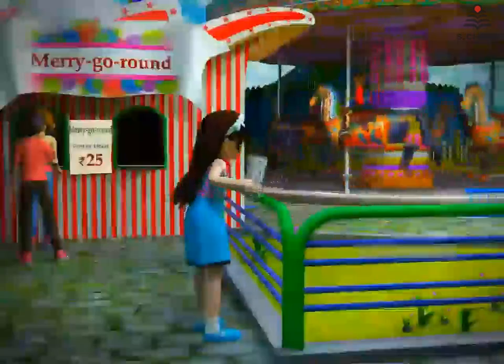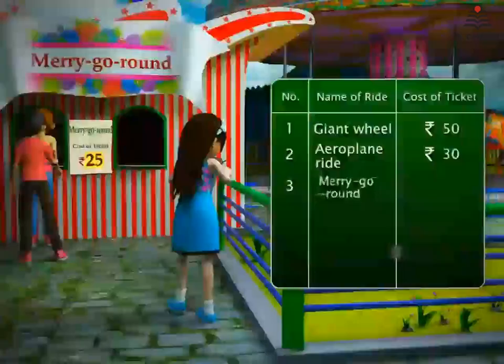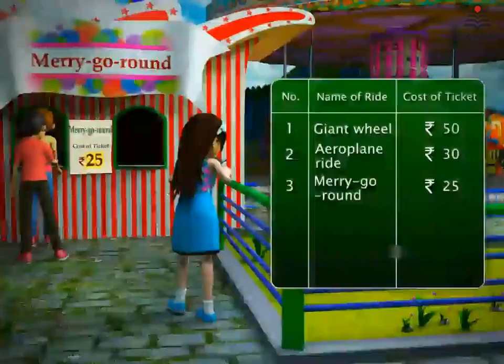Here is the traditional merry-go-round with horses. Its ticket costs rupees 25. Let's enter this information in our table as well.